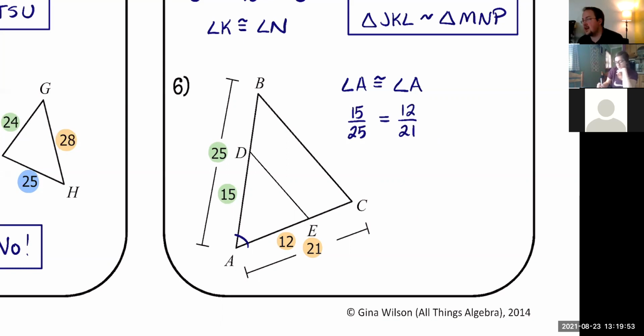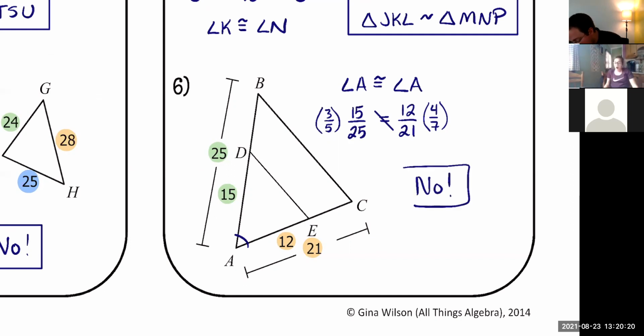15 over 25, if I take a 5 out of each, gives me 3 over 5. 12 over 21, I can take a 3 out of each, which gives me 4 over 7. Are those proportional? No, they are not. Which means even though they have a congruent angle, there's not enough information here. Well, actually, there's enough information here to say that they aren't similar because their corresponding sides are not proportional.